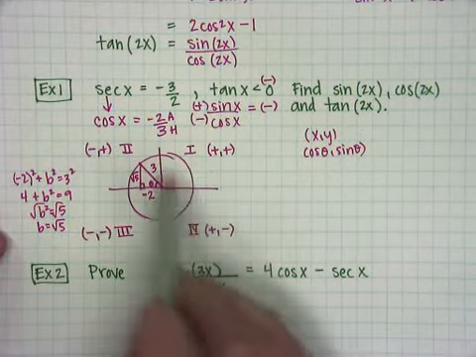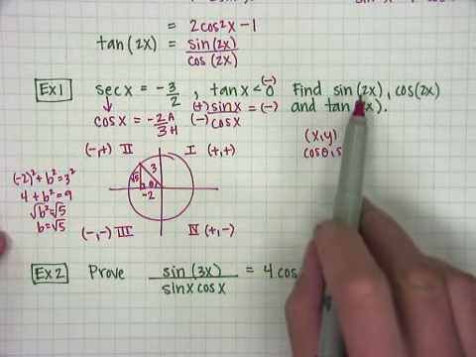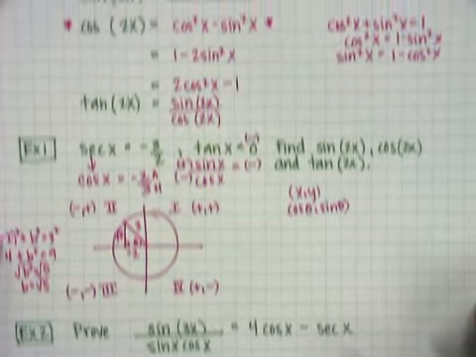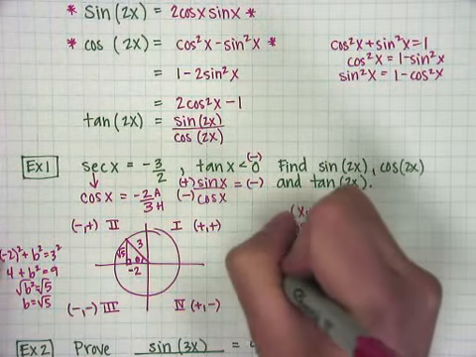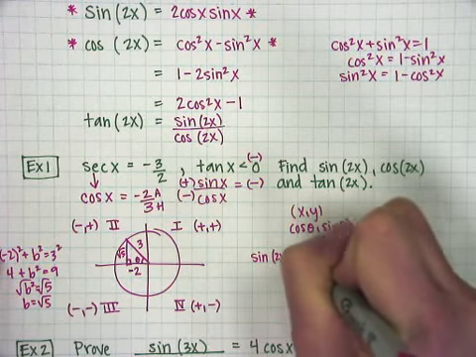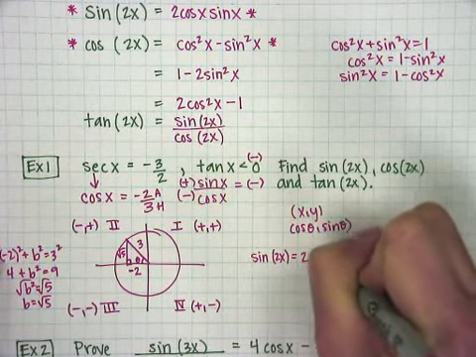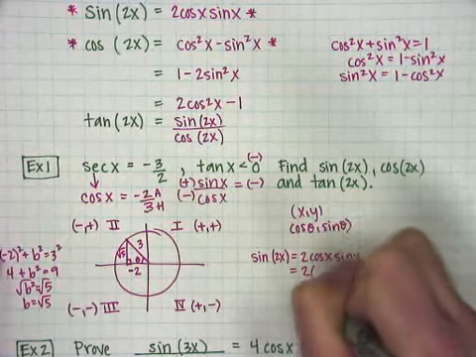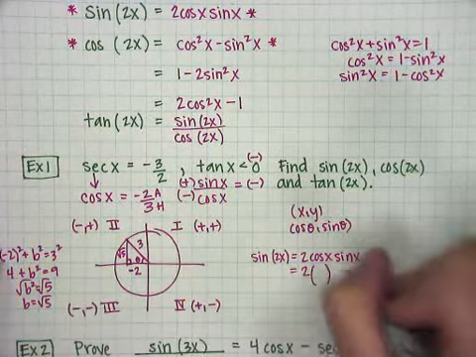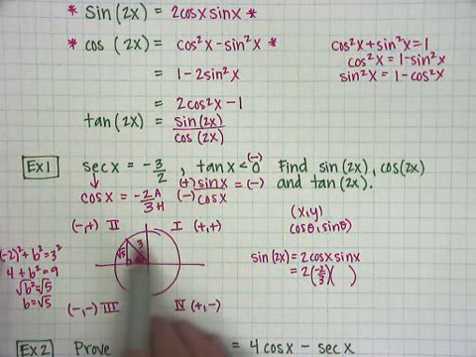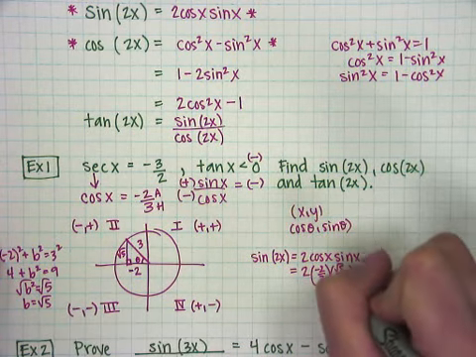Now that I have my triangle filled out, I can find the sine of 2x, cosine of 2x, and tangent of 2x using those formulas that we talked about above. If I want to find the sine of 2x, that equals 2 cosine x sine x. Cosine of x is given to us in the problem, negative 2/3. Sine of x, we can use our triangle to find. Sine is opposite over hypotenuse, so root 5 over 3.